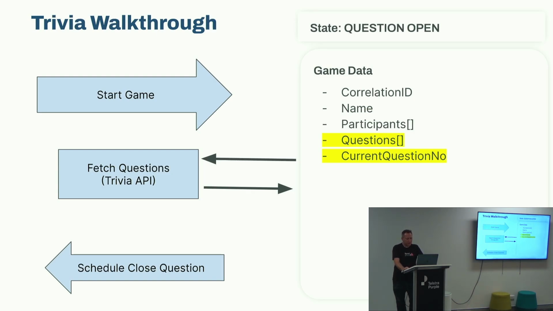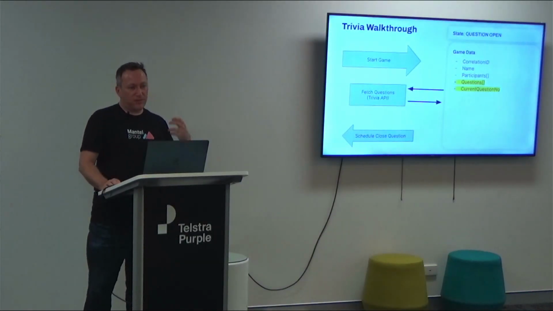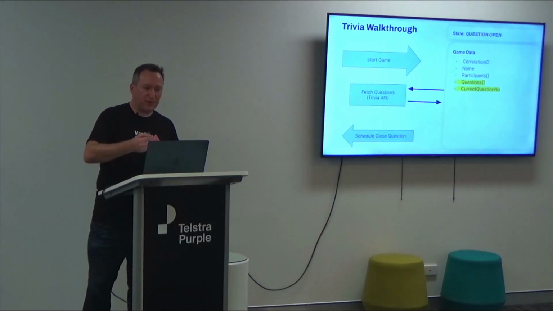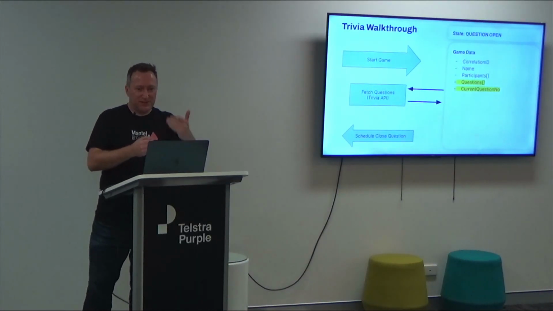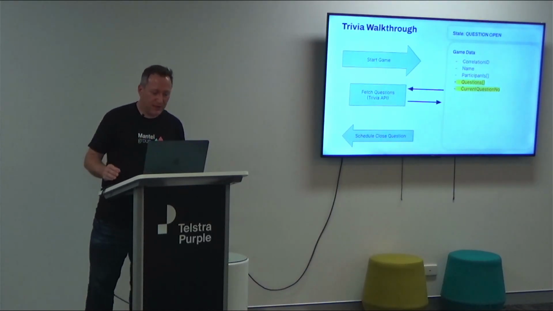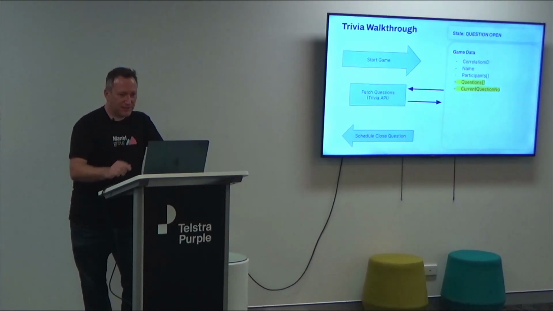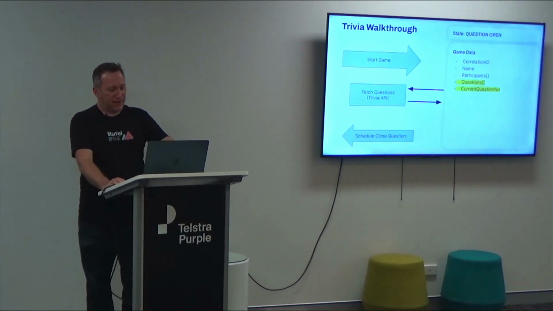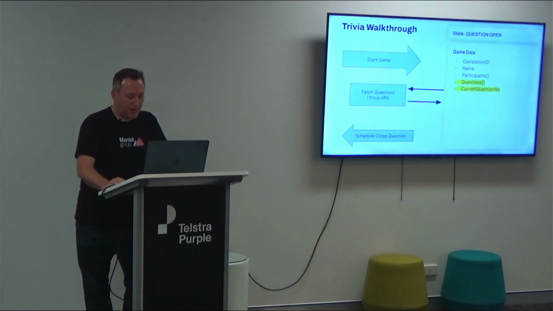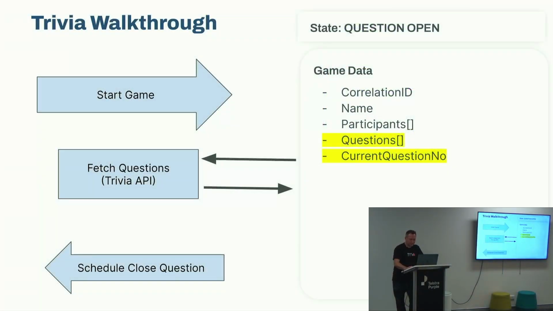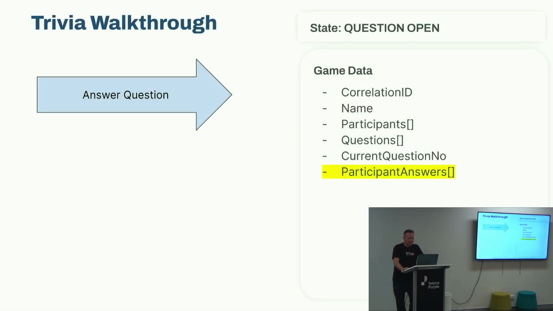The next thing we're also going to do is fire a scheduled event. One thing you can do with messages is put a message into a queue, but say, don't deliver this message for X amount of time. So our question is going to be open for 10 seconds for people to put their answers in. So we're going to schedule an event in 10 seconds time to close our question. So we're now in question open, and now we can accept answer question events.